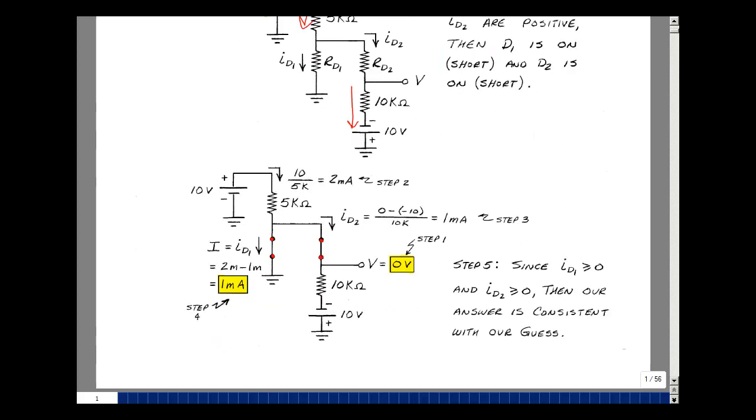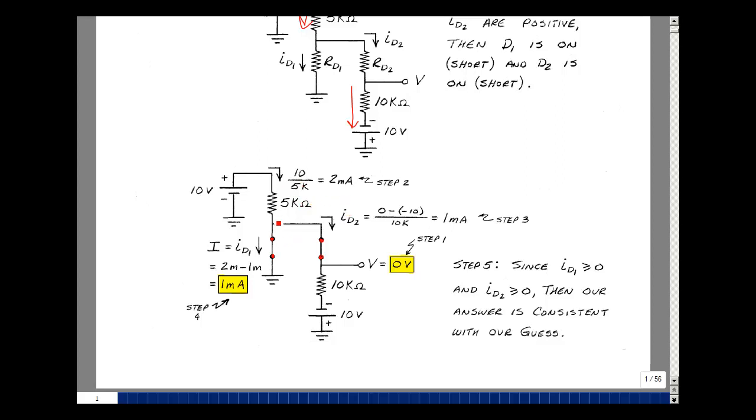I labeled the steps that I did here. You could start this problem a variety of different ways, but maybe the simplest one is the voltage V. I just have a short back to ground, so V is equal to 0. With the short over here and 10 volts here, I have 10 volts across this 5K resistor. 10 volts divided by 5K is 2 milliamps.